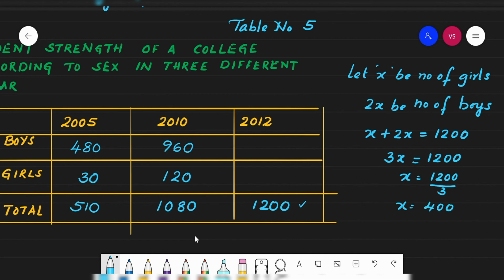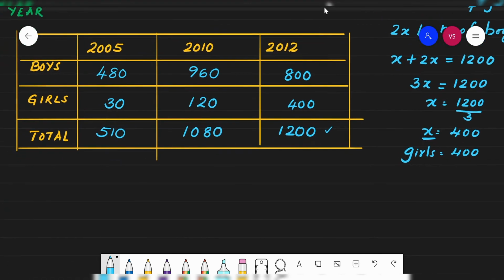That means x is what for us? It is girls. Girls are 400 students. If girls are 400, then boys are double of it, in other words 800. I hope you have understood this problem. If you have not understood, you can go back and check it out.